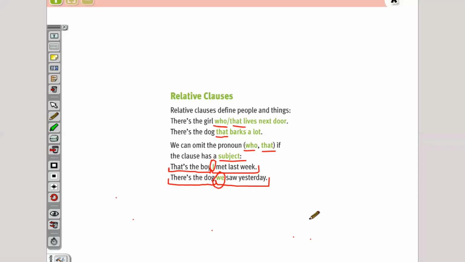Okay, so if you see here, there is the dog that barks a lot. Here we have no subject after that. We have got no subject, and that's why we have to use that here. We cannot omit it.